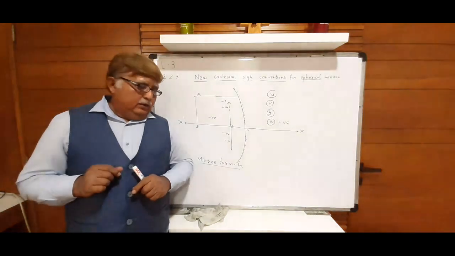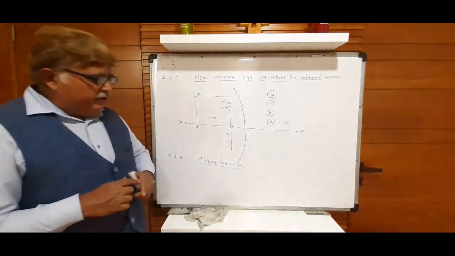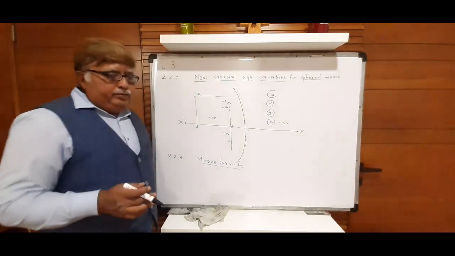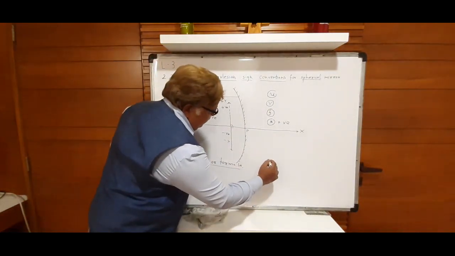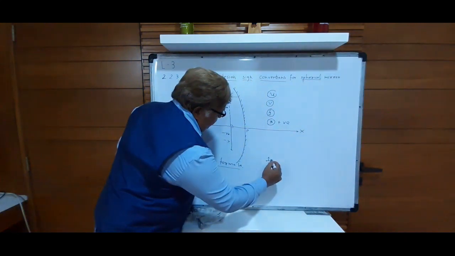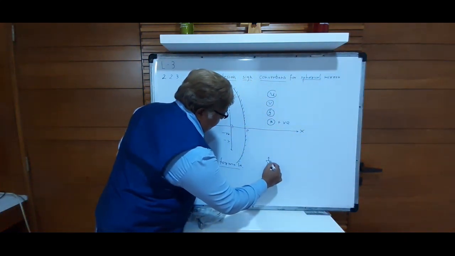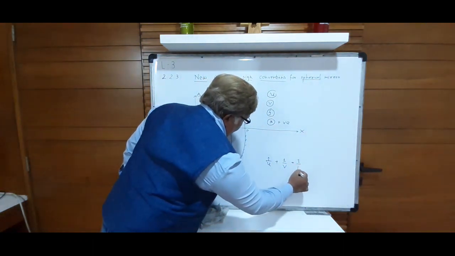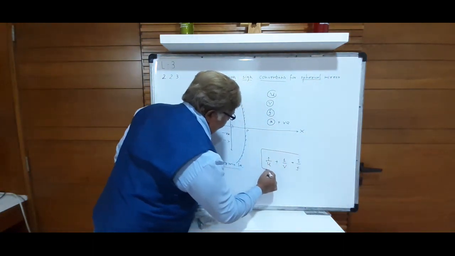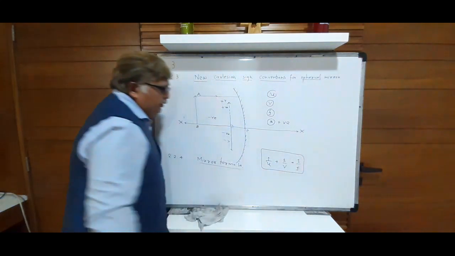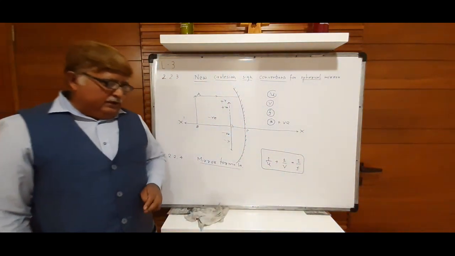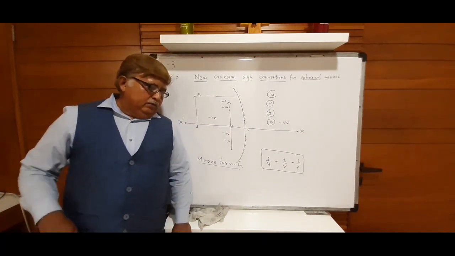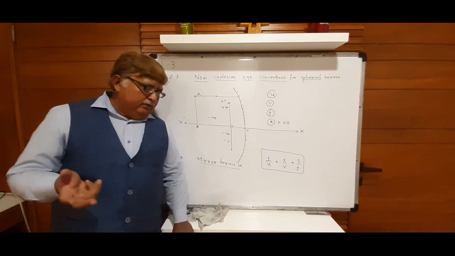Next line. Mirror formula can be designated as, write, mirror formula can be designated as, now I am writing here, 1 upon u plus 1 upon v equals to 1 upon f. This is mirror formula. It establishes the relation between object distance, image distance, and focal length.